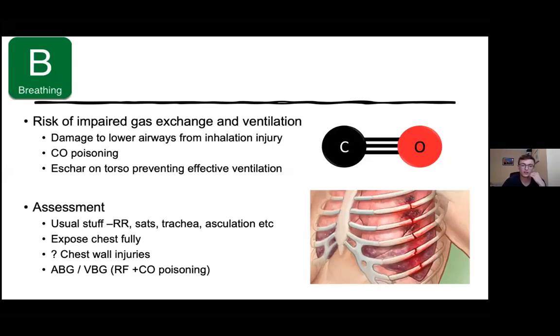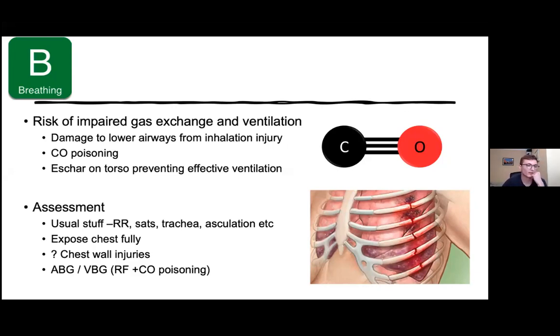So on assessment, you're going to do your usual stuff: respiratory rate, SATs, tracking the trachea, auscultation, etc. Really important to fully expose the chest, looking for burns, in particular circumferential burns that go the whole way around the chest. Also need to look at chest wall movement, see if it's reduced or reduced on one side.